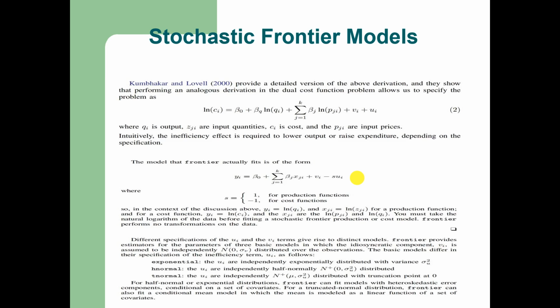For the half normal or exponential distributions, the command frontier in Stata can fit models with heteroscedastic error components conditional on a set of covariates. For a truncated normal distribution, frontier can also fit a conditional mean model in which the mean is modeled as a linear combination of a set of covariates.